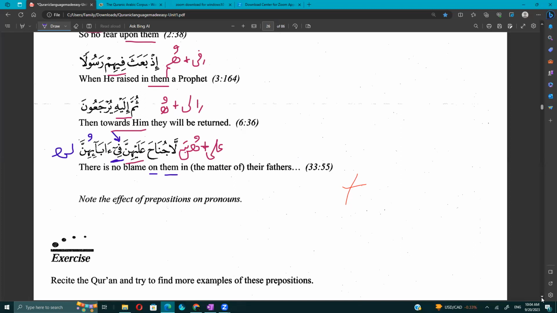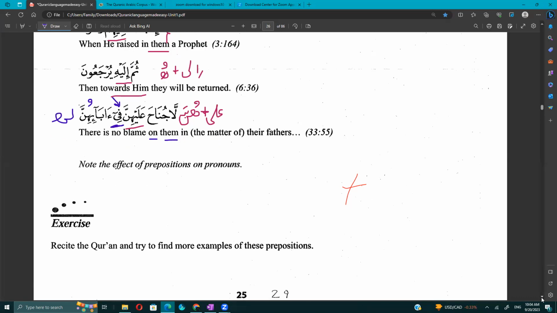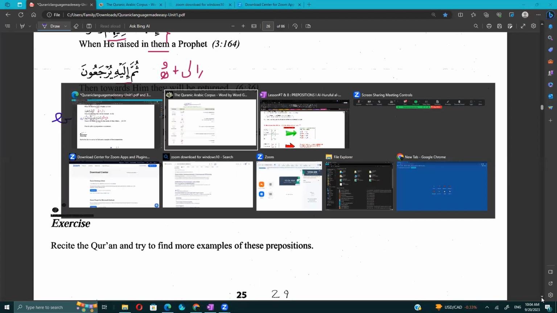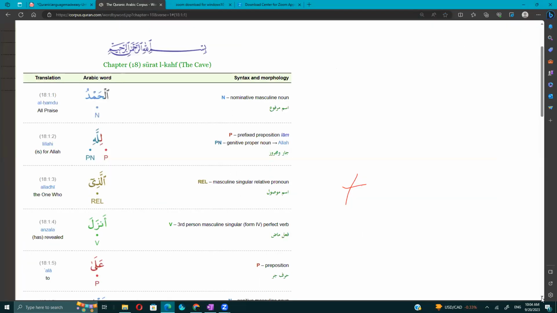Open it and you can read the translation side by side. The grammar is also given in the corpus. You can look at the grammar too. Okay? So that would be the homework. You have to go through the lesson and try to find more examples from the Quran. Let's do some more examples from the Quran.